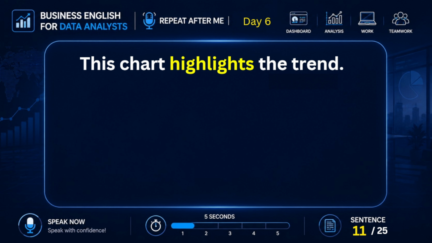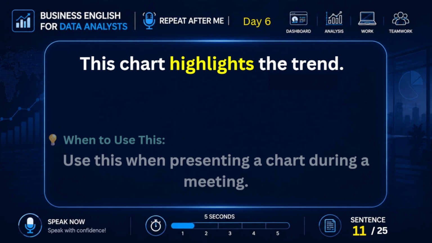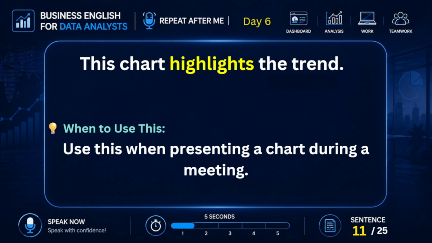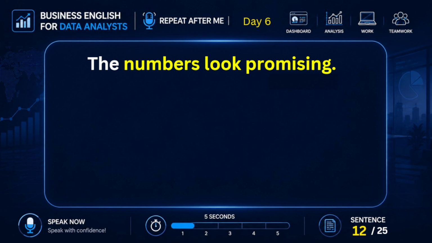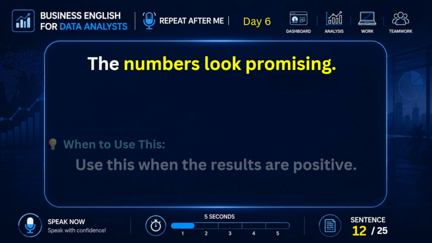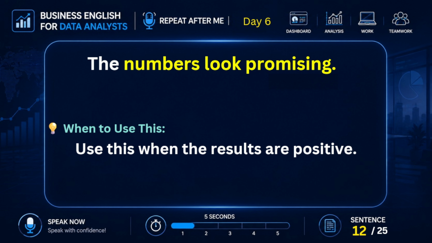This chart highlights the trend. Use this when presenting a chart during a meeting. The numbers look promising. Use this when the results are positive.